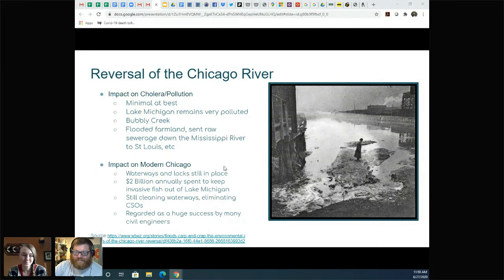Chicago is still, even decades after the Clean Air and Clean Water Act, working to clean their waterways by eliminating combined sewage overflows and getting people to stop dumping waste in their waterways. So in general, this reversal of the Chicago River wasn't a huge success from an urban planning standpoint, but of course the civil engineers think it was great.